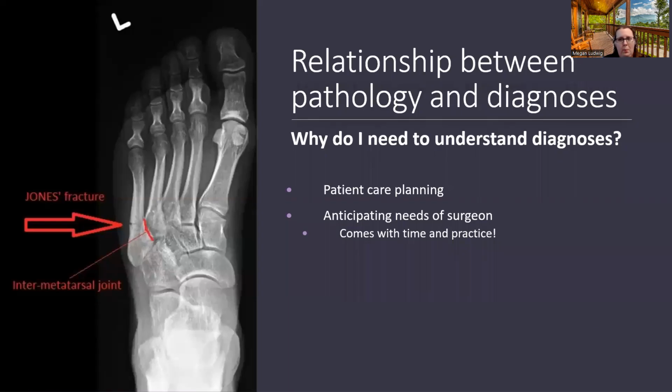So the relationship between pathology and diagnoses, that term diagnoses is plural, okay? Just for your information. Why do we as surg techs need to understand pathology and diagnoses? Why do we need to know this? We're not doctors, right? We're not making the diagnosis, but we are participating in the process. So we might be part of surgical procedures that are using one of those diagnostic tools we just talked about, whether invasive or non-invasive.